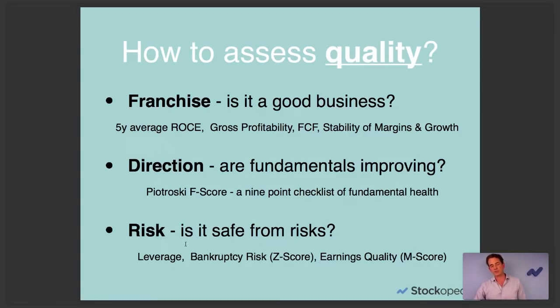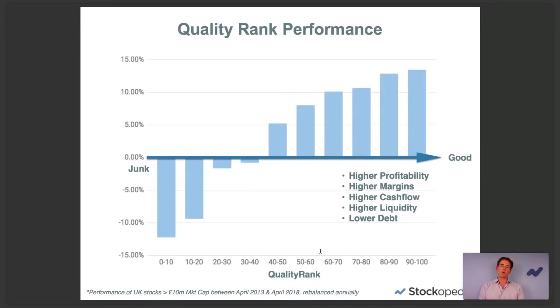The last thing we look at is risk. So, is the company safe from risks? And so we try and rank to avoid high leverage companies, which have lots of debt. Trying to avoid high bankruptcy risk companies, and also companies that may be cooking the books. And we have two professors of finance called Edward Altman and Messod Beneish, who created these two scores. And there is a big decrement added to companies that actually do suffer from these risks.